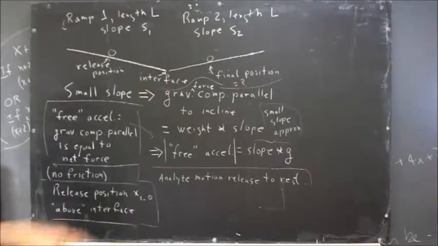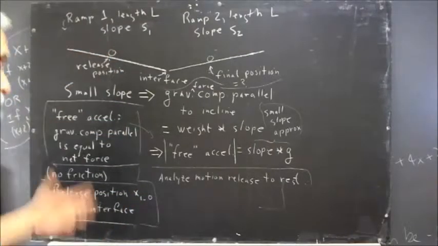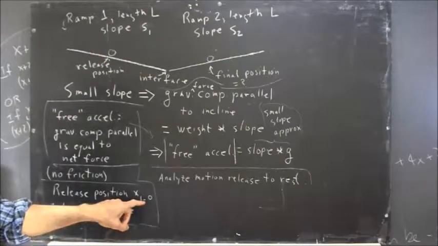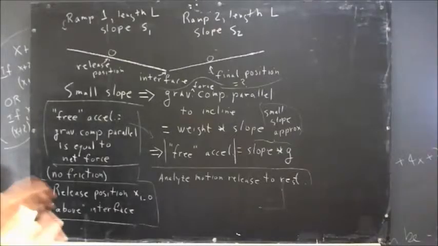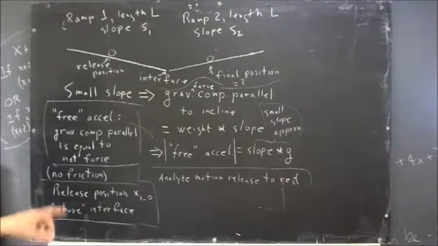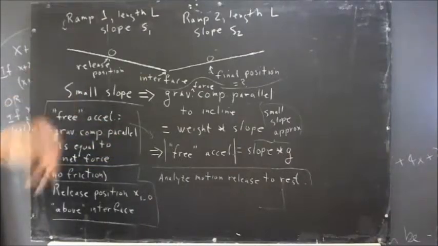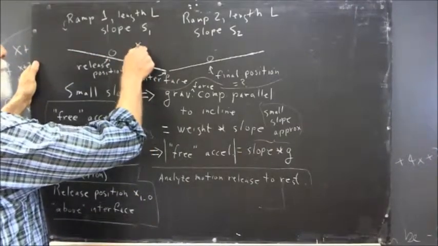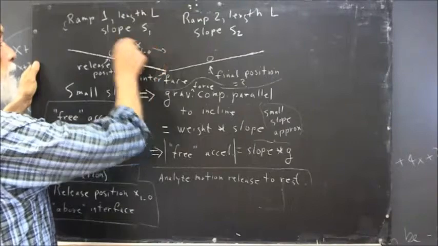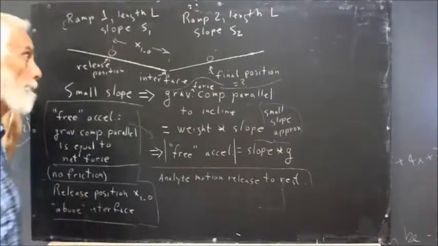Okay, so let's put some symbols in this. Let's say the release position is x sub 1, 1 for a position on the first ramp, and then with a 0 here to indicate the original position, that t equals 0, the starting position on an interval. So it's at point distance x1, 0 above the interface. Above is in quotes. Above really means higher than, and that's going to be important soon, but what I really mean by that is this. So this is going to be x1, 0 from here to here.